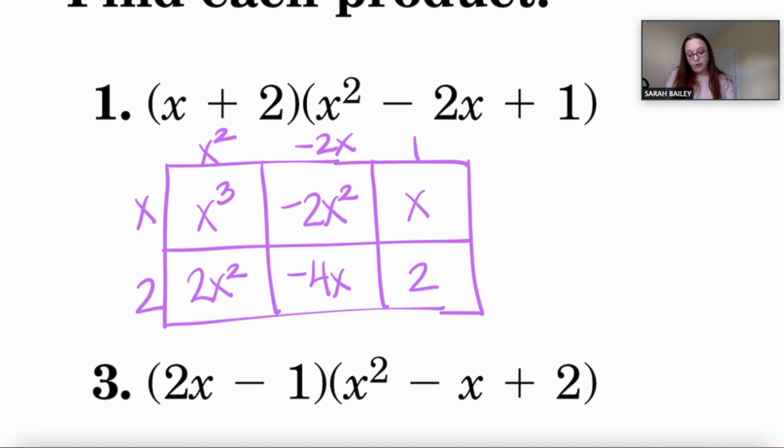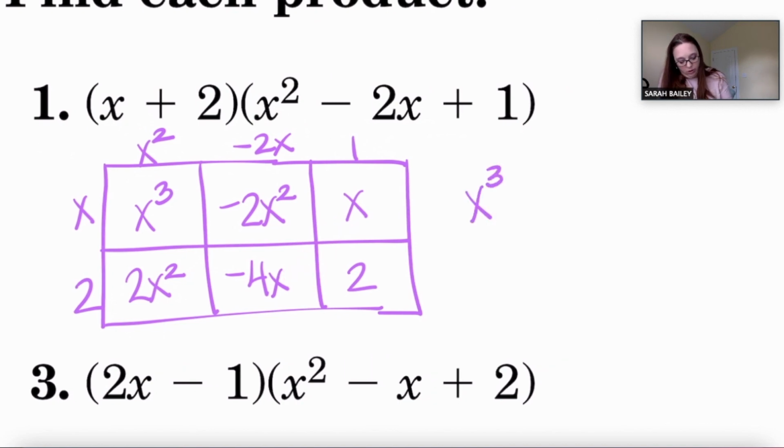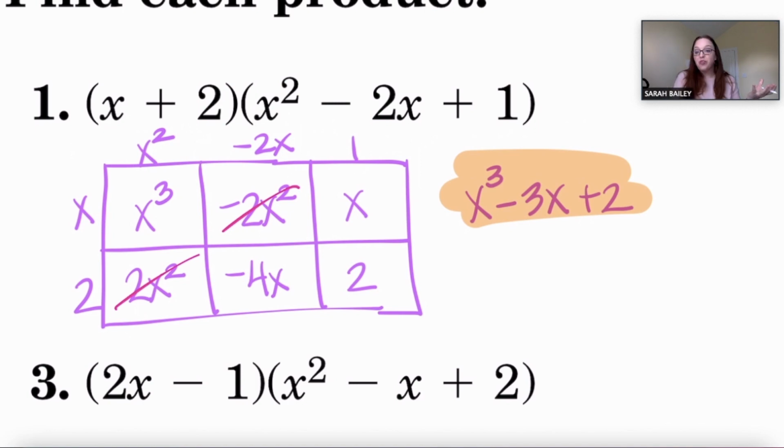Now I'm going to combine my like terms. So if you'll notice, these are like terms and these are like terms. All right, so I've got the x cubed, and then I've got negative 2x squared plus 2x squared. So those just canceled out, right? All right, then I've got x and negative 4x. So think of it as negative 4 plus 1, or 1 plus negative 4. So that's negative 3x and then plus 2. So that's it for number 1.